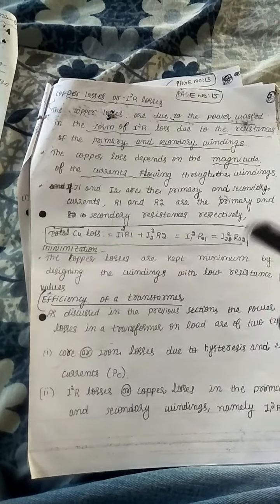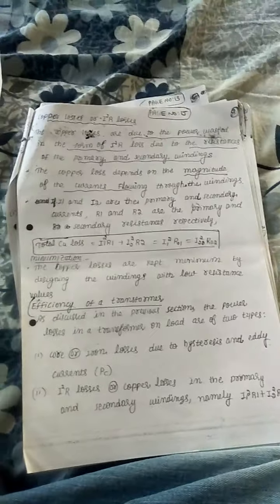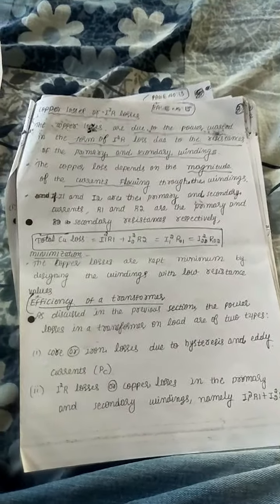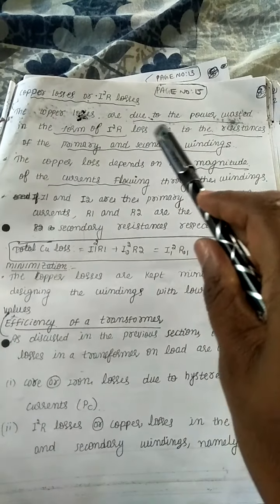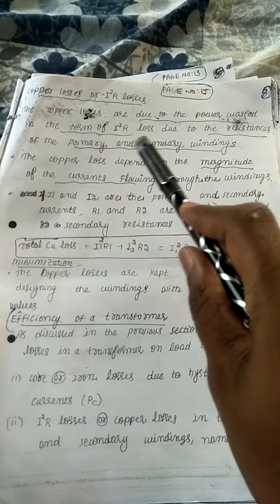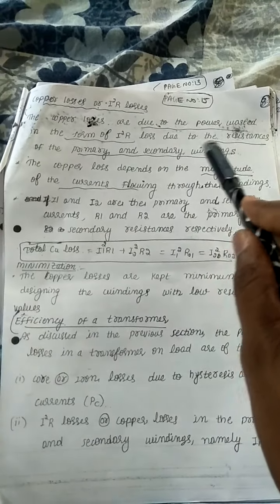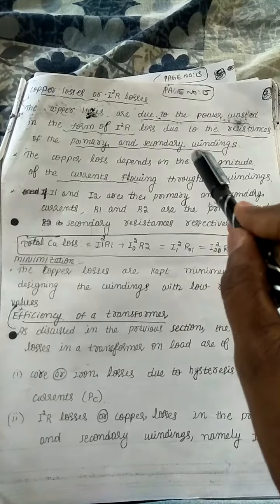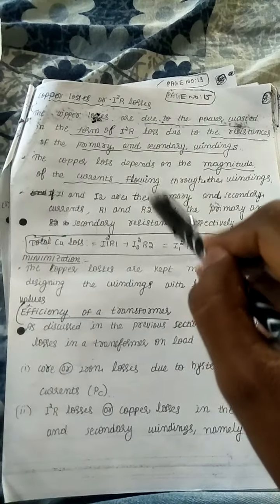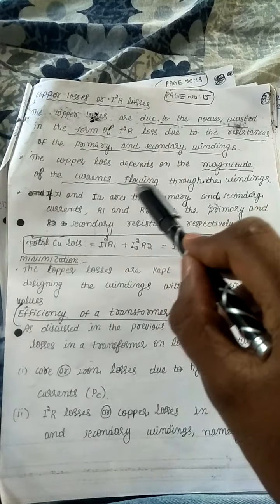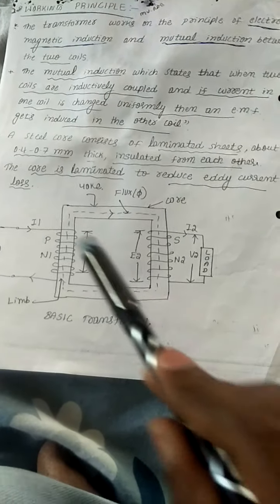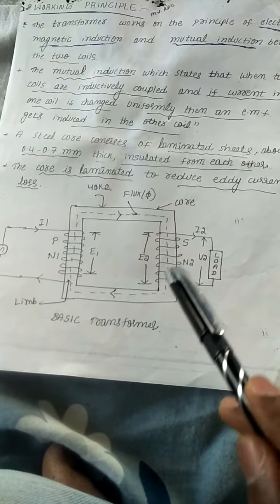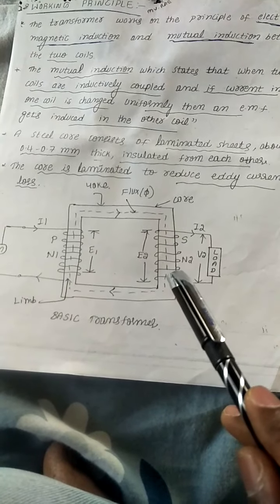We have one more loss, that is copper loss. This copper loss is also called I squared R loss. Copper losses are due to power wasted in the form of I squared R loss because of the resistance of the primary and secondary windings. This copper loss depends on the magnitude of the current flowing through the windings. When current passes through these windings, a loss occurs. That loss we call copper loss, that is I squared R loss.